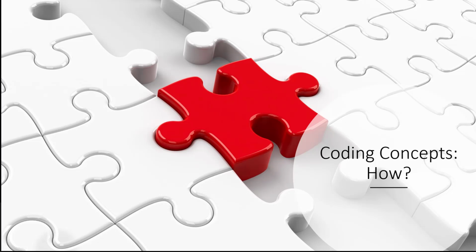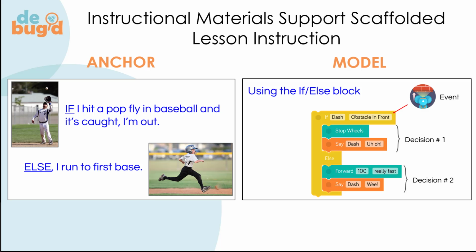After laying this important foundation, we move on to new coding concepts. Here's how we do it. In our curriculum for every robot, we're always deliberate about anchoring new learning with a skill or experience students may already have. Each Debugged coding kit contains instructional slides to guide this type of instruction. Here's an example from Dash and Dot.